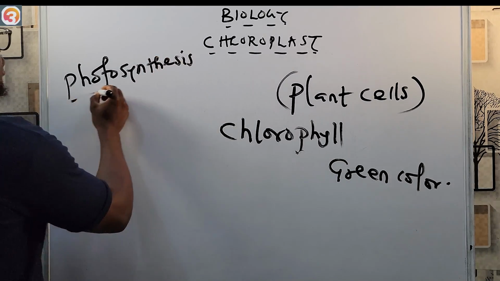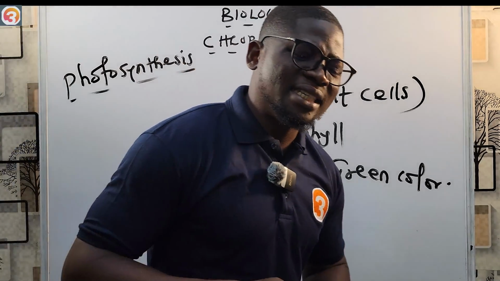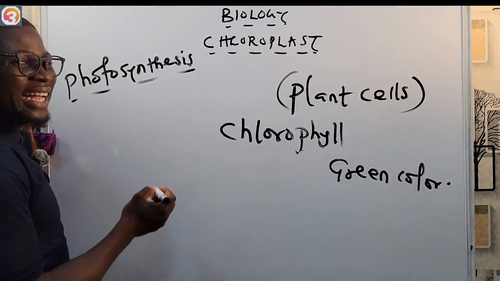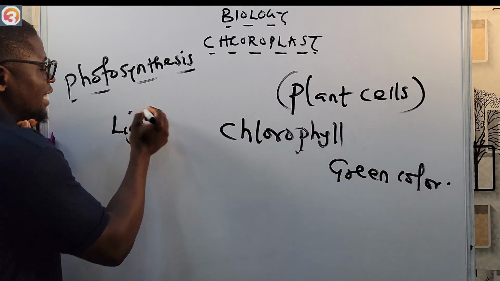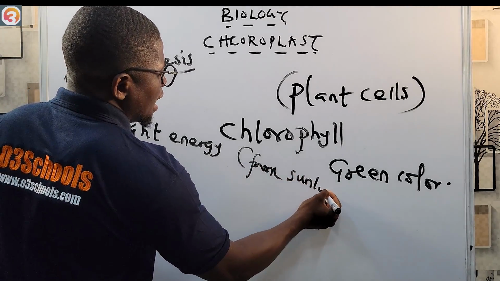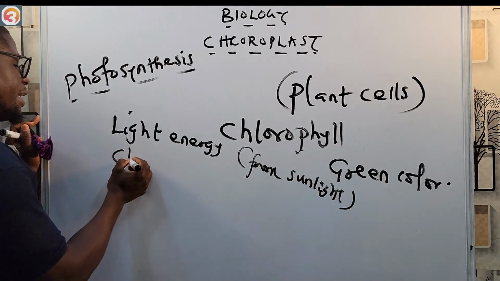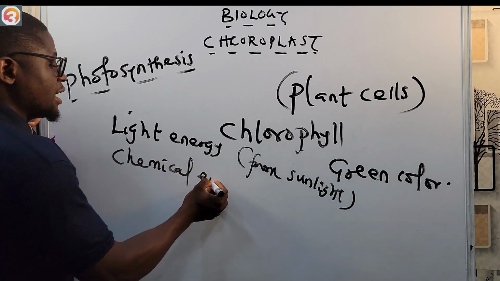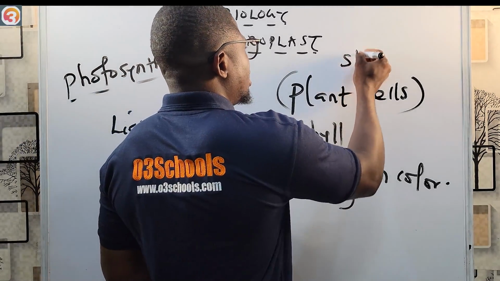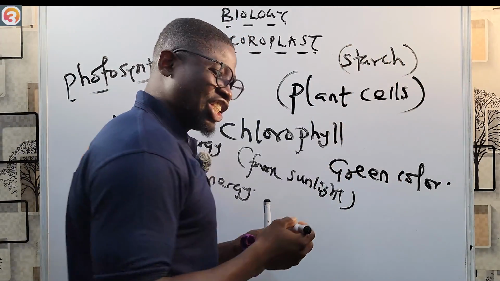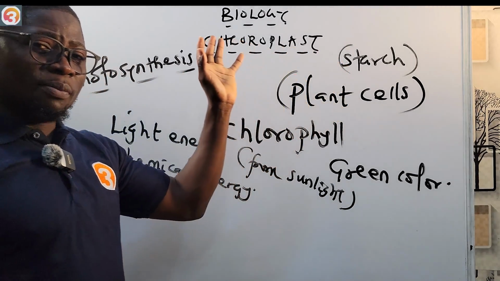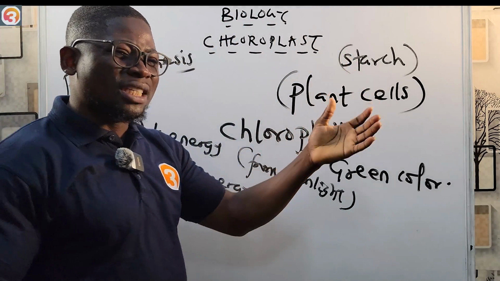The main function of the chloroplast is photosynthesis, whereby plants convert light energy from sunlight into chemical energy that is either stored by the plant as starch, or it is used by the plant.